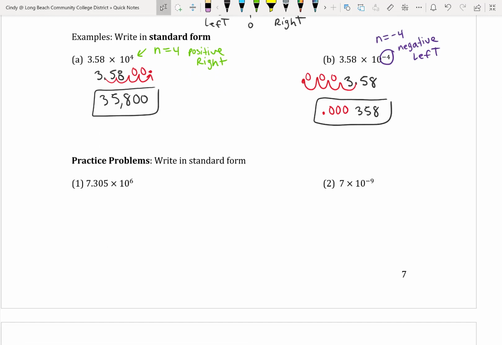And we have some practice problems, which you'll also have in your homework. So I'm going to go ahead and skip those for now.